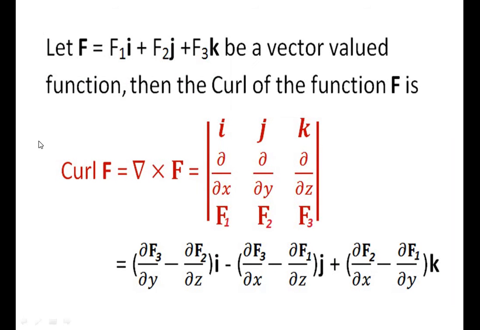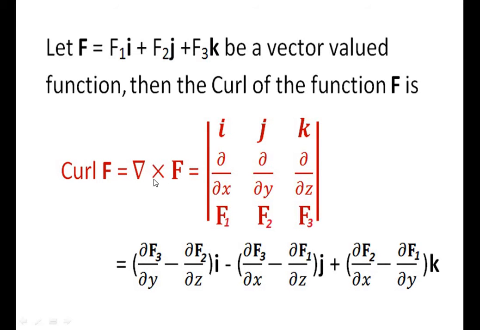Next, let f equal to f1 i cap plus f2 j cap plus f3 k cap be a vector valued function. Then the curl of the function f is curl f equal to del cross f, that is the cross product of the gradient vector and the given vector valued function. We know that the cross product is the determinant of i, j, k in the first row, then dou by dou x, dou by dou y, dou by dou z, which are the components of the gradient, and the third row f1, f2, f3, which are the components of the vector valued function f.